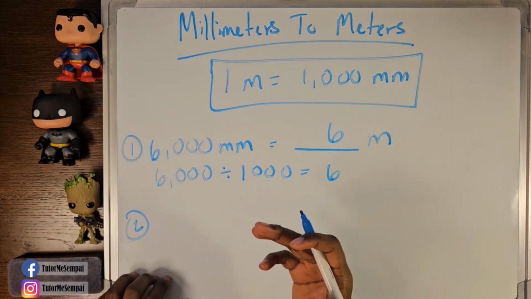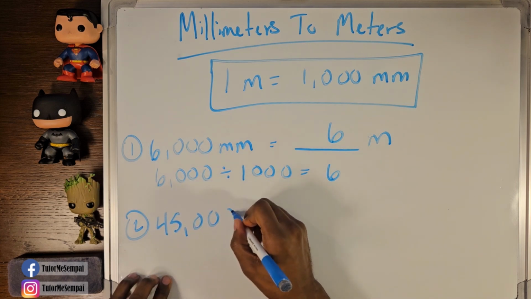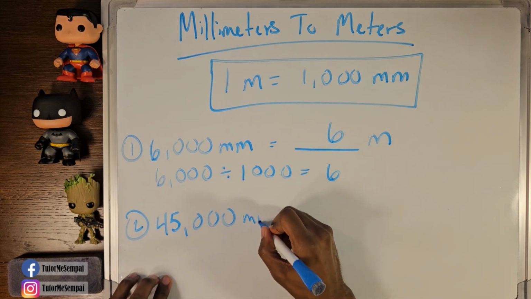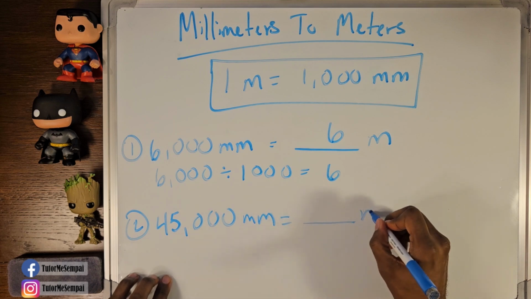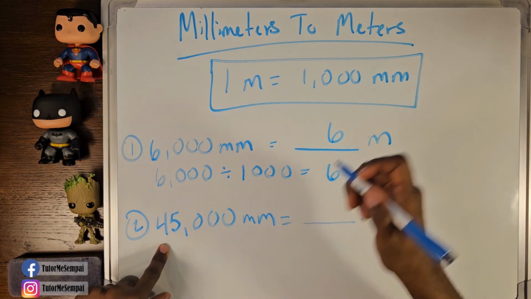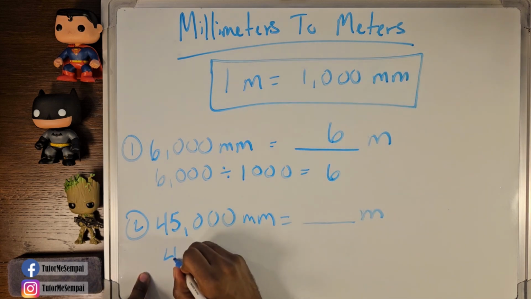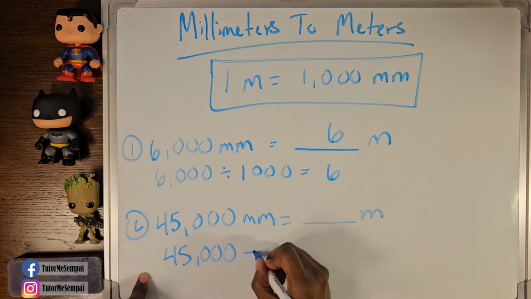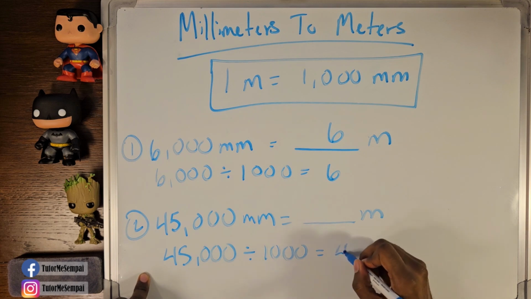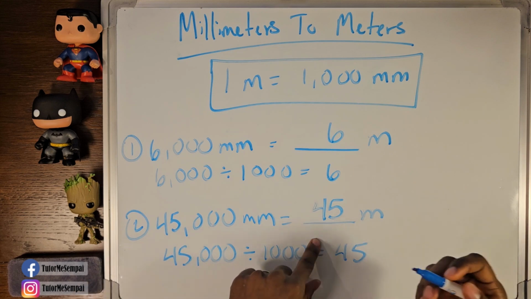Let's say we have a little bit more millimeters. Let's say instead of 6,000, we have 45,000. Let's write that 5 a little bit different. 45,000 millimeters. We want to know how many meters do we have in this case. Well, we're going to do the same exact thing. We're going to take our 45,000 and divide it by 1,000. We want to know how many groups of 1,000 make up this 45,000. So we're going to do some division. 45,000 divided by 1,000. And when you do that, you're going to see we get 45. Therefore, whenever we have 45,000 millimeters, we're going to have 45 meters.